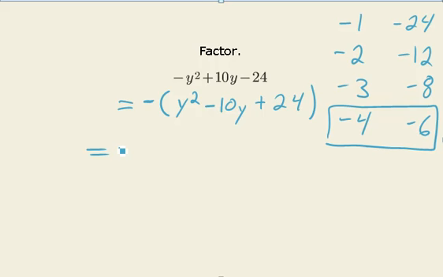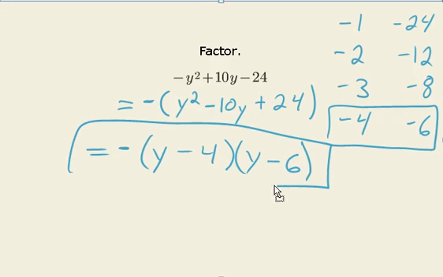So I know that my factorization of this part, still got the minus sign of the previous part of the factorization. The factorization of this part is equal to the product of two binomials that have the form y minus 4 in one of them, and y minus 6 in the other one. So that is our answer.